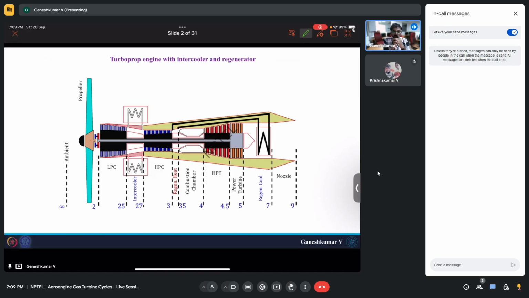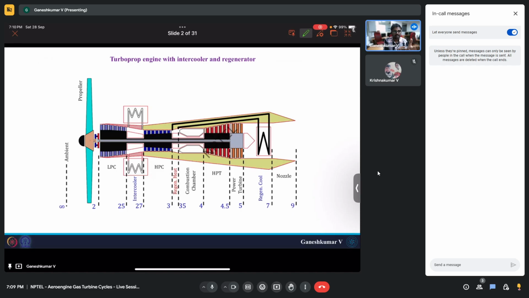Okay. So from infinity to 2, there is an intake component. It is not across the propeller. Please note that. From 2 to 25, the numbering is a little bit different compared to the turboprop engine that we solved in the lectures. So 2 to 25 is a low pressure compressor, 25 to 27 is the intercooler, 27 to 3 is the high pressure compressor, and 3 to 35 is regenerative heating of the compressed air.